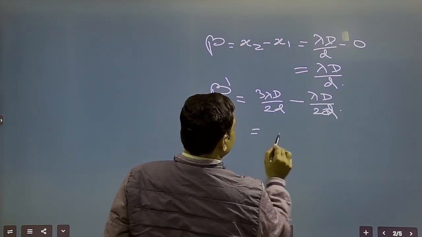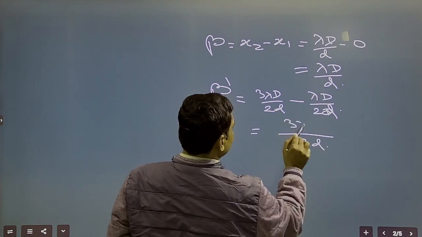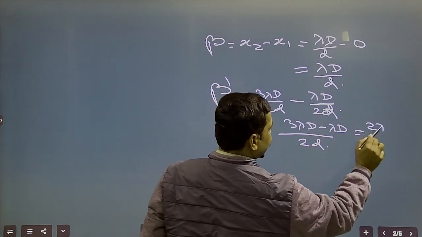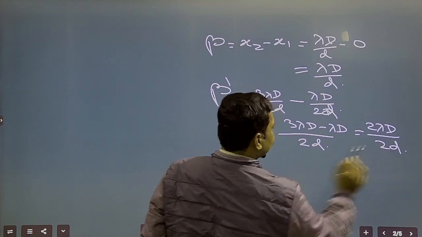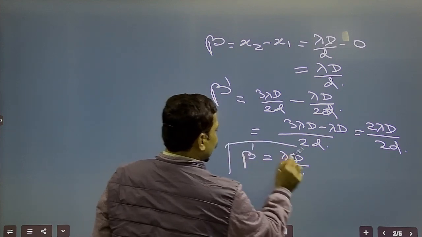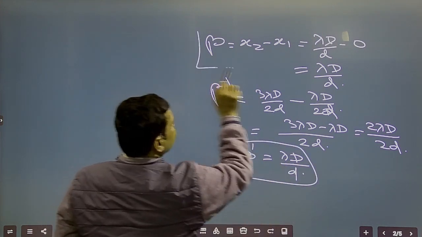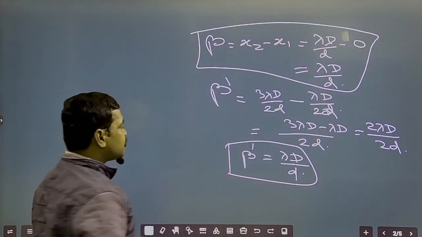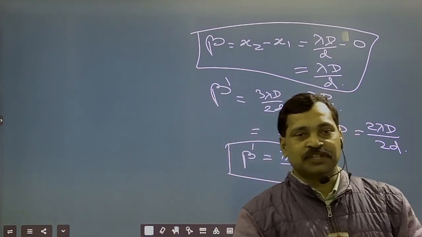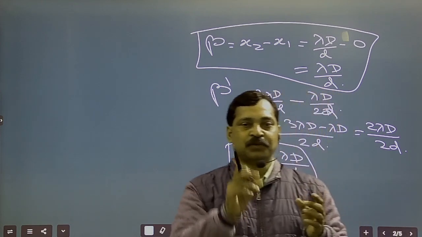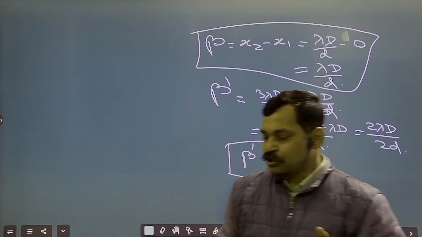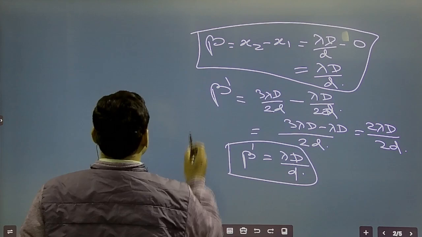So here taking 2d as the LCM, this will be 3 lambda D minus lambda D, so this is 2 lambda D upon 2d. So here we'll be getting lambda D by d. So here we can observe that the fringe width for the bright fringes and the dark fringes will all be the same. So this is the derivation for the width of the fringes between consecutive dark and bright fringes. So from this topic you can get questions.